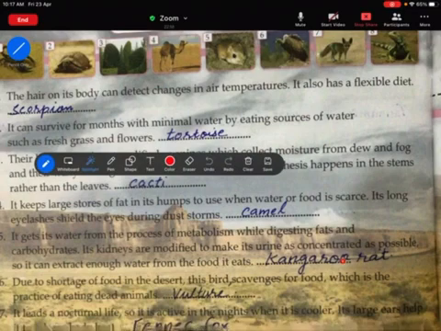Next one you see, that is this vulture. Due to shortage of food in the desert, this bird scavenges for food. Scavenges means the practice of eating dead animals. That bird's name is vulture.